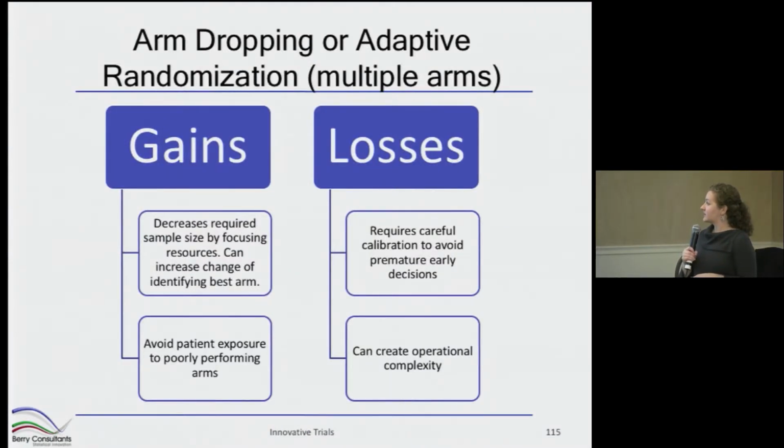There are also ethical gains. The idea behind adaptive randomization is to avoid exposing patients to arms that aren't performing well, and instead give the patients enrolled in the trial the best chance of being allocated to a good arm. These trials can be a little more complicated to set up. They need careful planning, careful calibration, making sure you're not making decisions too early, and some operational details about doing these interims and changing the adaptive allocation ratio. Those have to be considered as well.